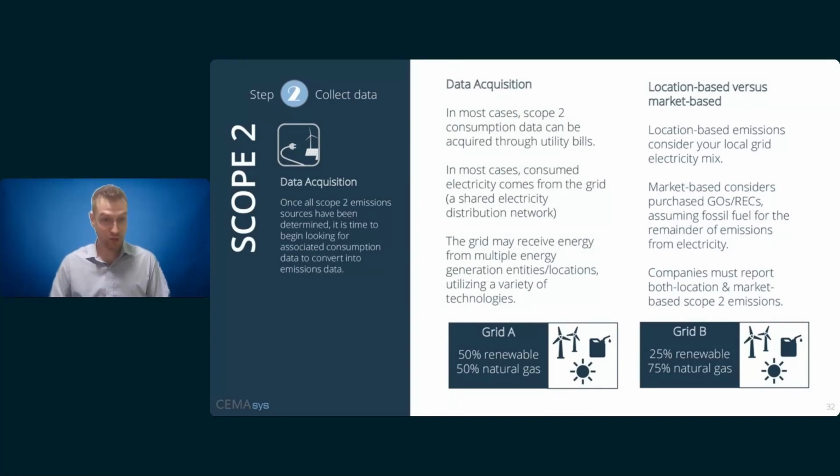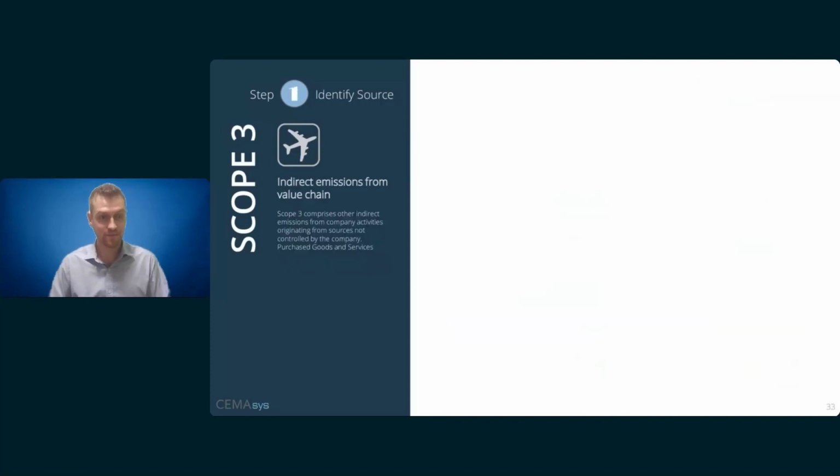Okay, so that was Scope 2, which can be a little bit complex. So please, we do encourage you to put any questions you have in the chat. Now on to Scope 3 emissions.